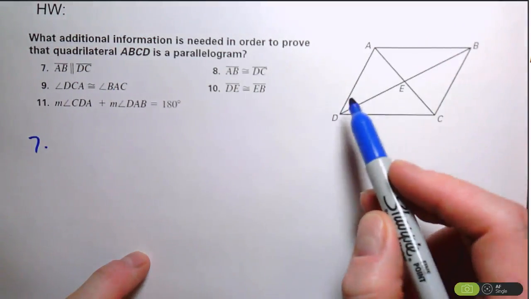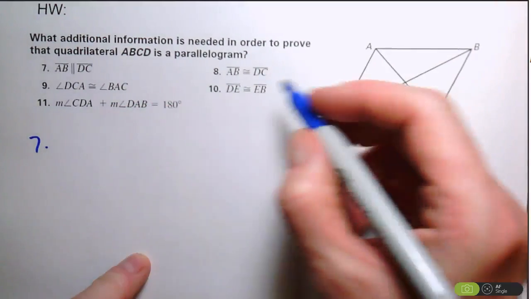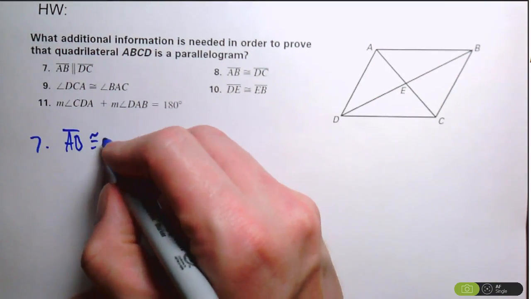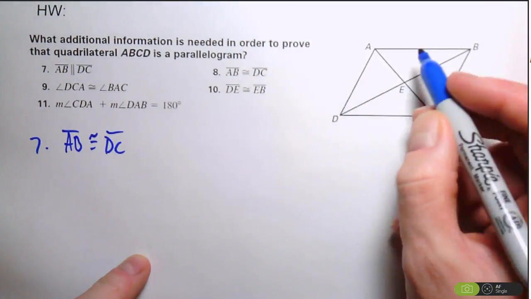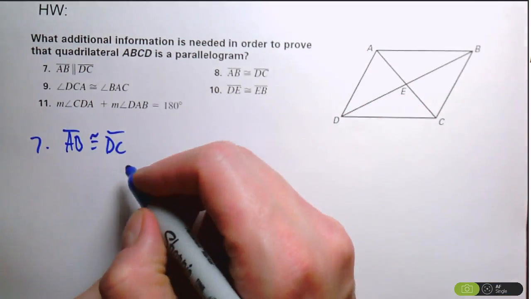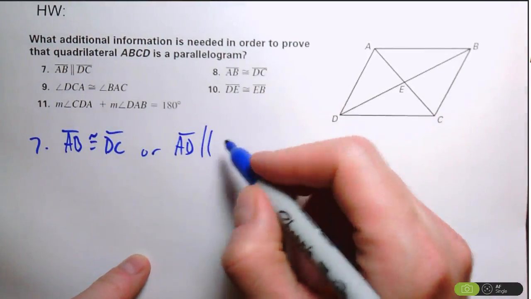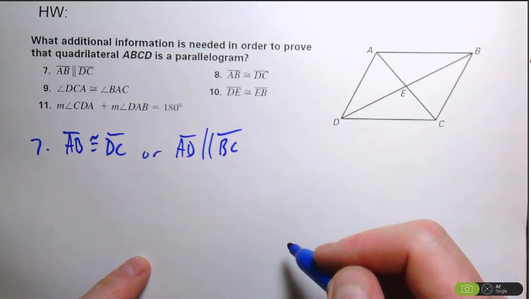First, if you knew that AB and DC were parallel, from theorem 6.12 you could also say that AB is congruent to DC, because if sides are parallel and congruent, it's going to be a parallelogram. Or if you knew that the other pair of sides, AD and BC, were parallel, that would also be a parallelogram.